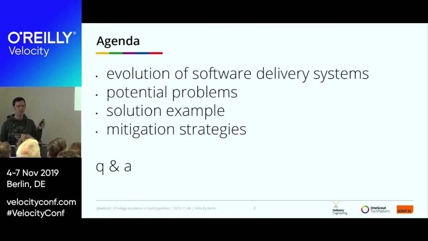So just a quick overview of what we are doing now. We will start with a quick look at the evolution of software delivery systems so that we're all on the same page a little bit on what we are talking about. Then we'll go through a few potential problems, solution examples to that, and also some mitigation strategies. So it will be a bit of super detailed and a bit of higher level overview all together.